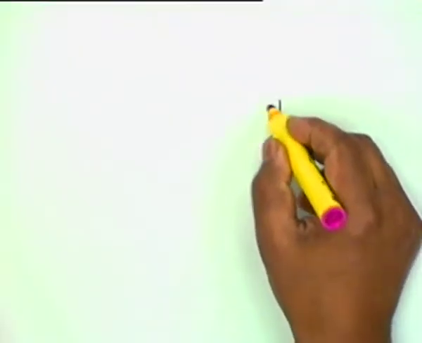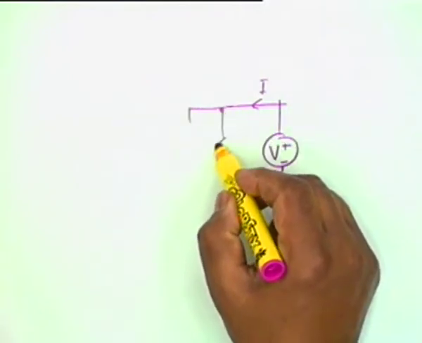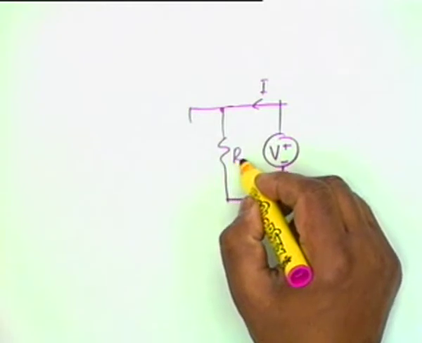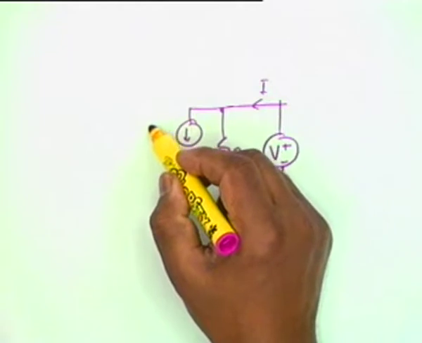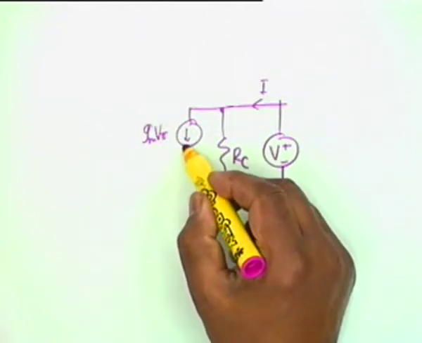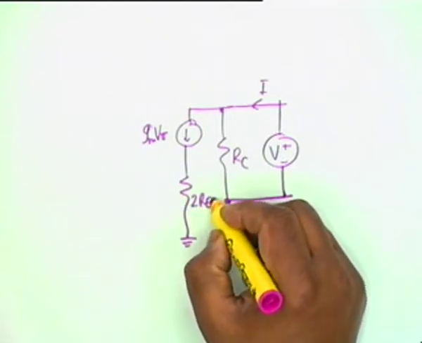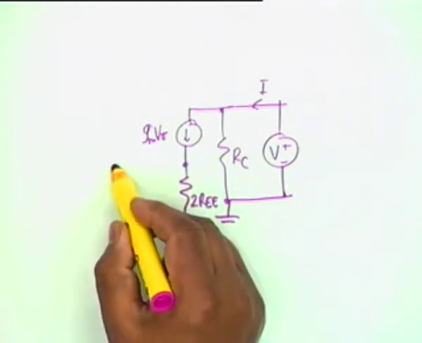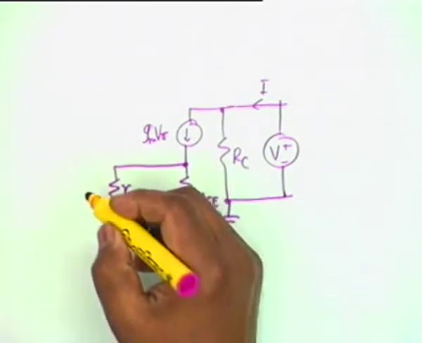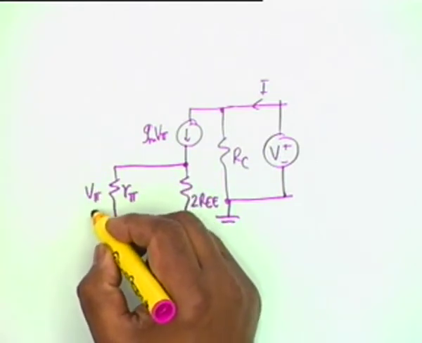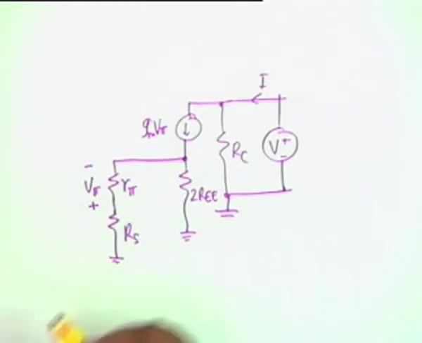V, and I will draw the circuit in a slightly different manner. There is an R sub C, there is an R sub C, this is grounded. Then you have GMV pi, you have two resistances, one is twice REE and the other is R pi. I won't combine them because then I will lose V pi with this polarity plus minus, and then RS.